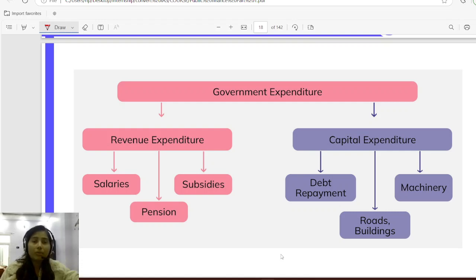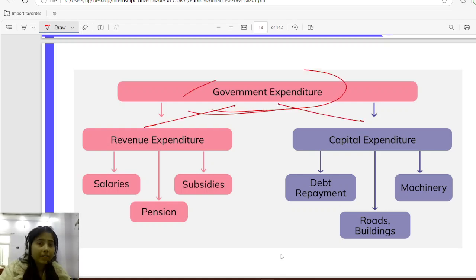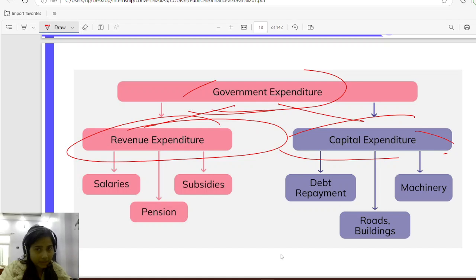Principal amount goes into capital account, but the interest amount goes into revenue account. Okay. Then comes government expenditure. Again, these are two types: revenue expenditure, capital expenditure.